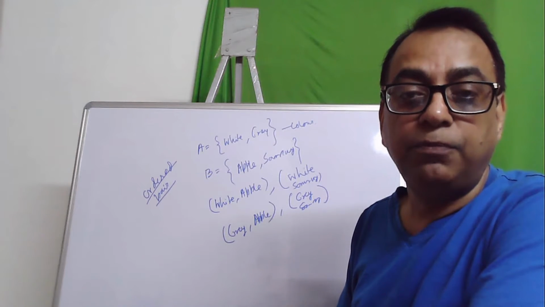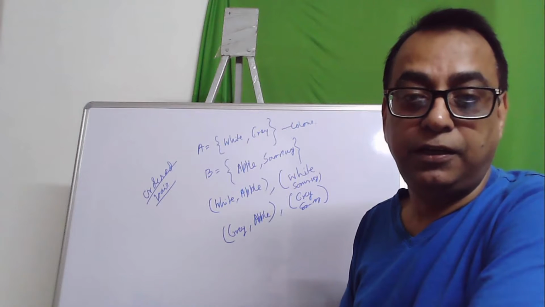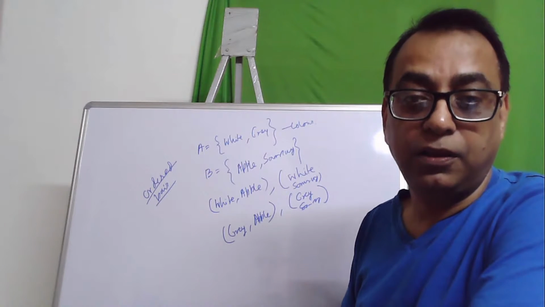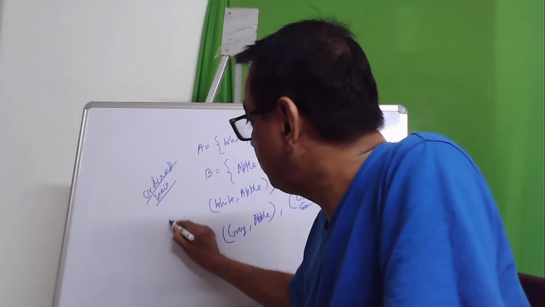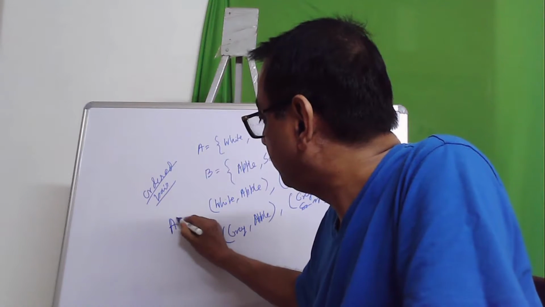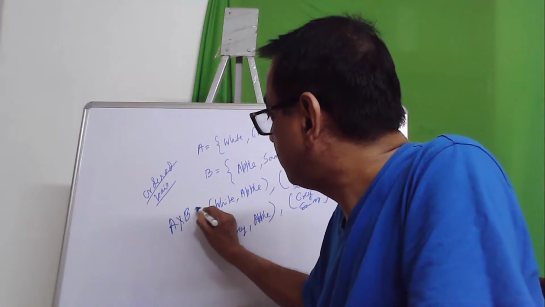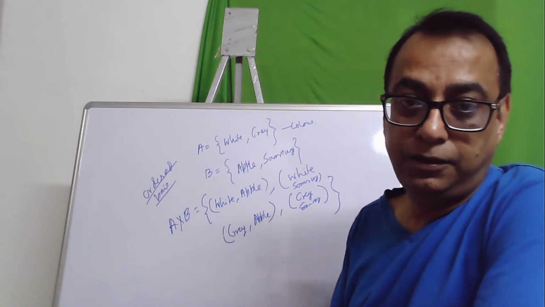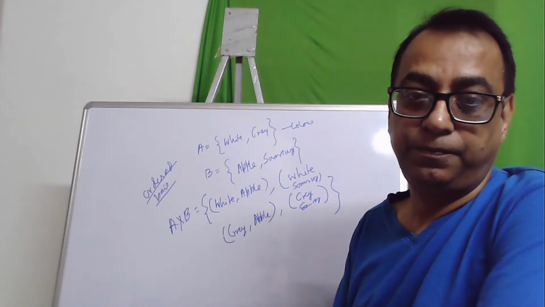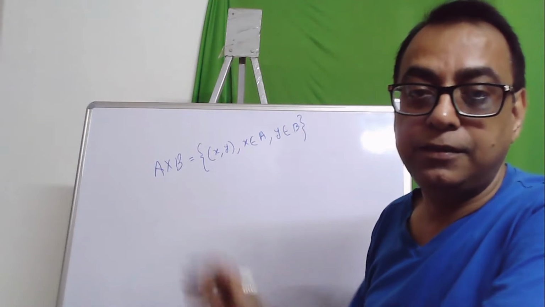A Cartesian product of 2 sets is defined as all the possible ordered pairs. For example, here in this case, A cross B is a set of all these ordered pairs. I am going to show how a Cartesian product is written in mathematical terms and how it is read. So it is written like this.